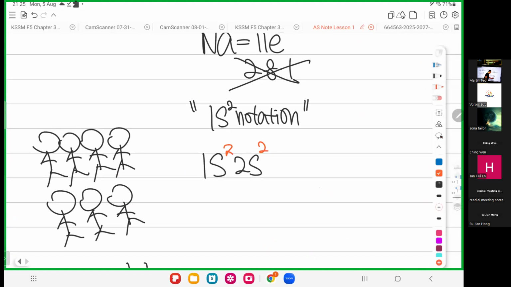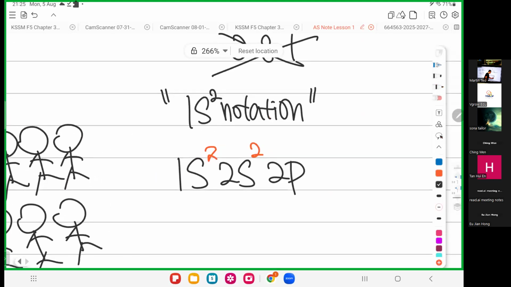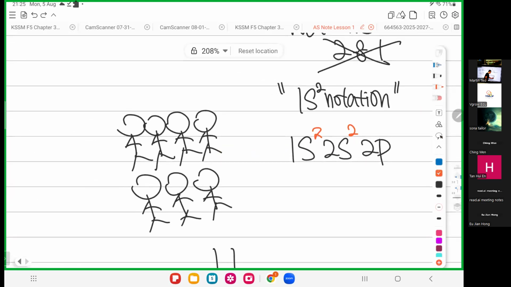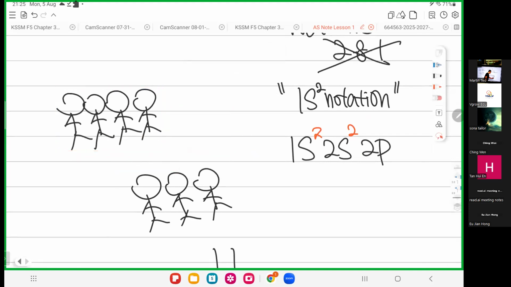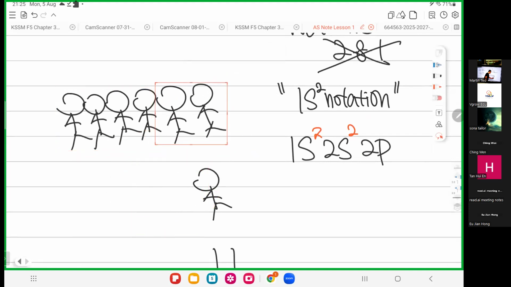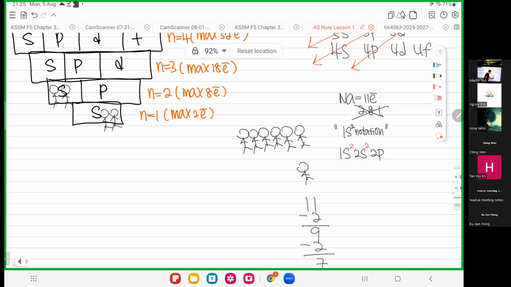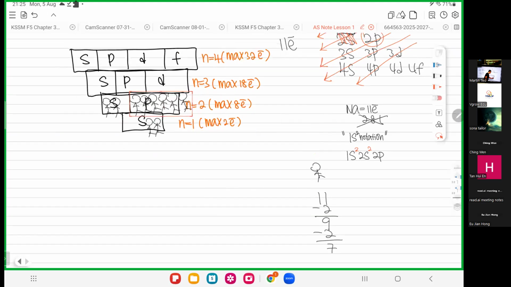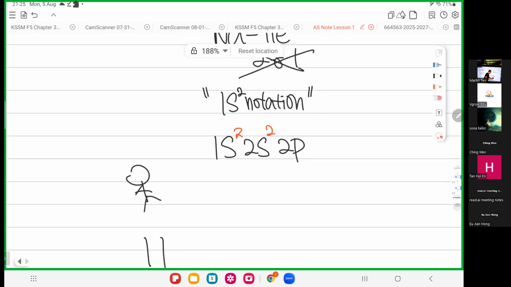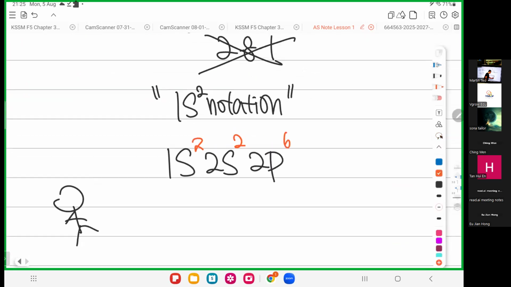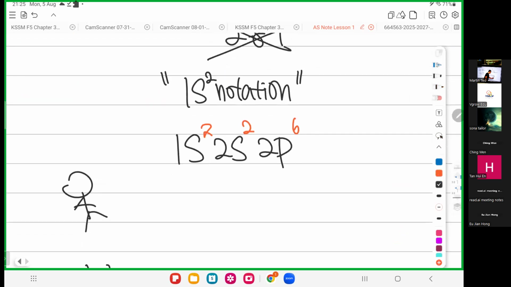Now the next thing we want to put into 2p. 2p can put maximum how many? Everyone, p can put maximum how many? 6. p can put 6 persons, right? So let's find 6 persons. 1, 2, 3, 4, 5, 6. These 6 persons all will move to 2p. So now the 2p has 6 persons. All good? Now after that, you have 1 more person to go.